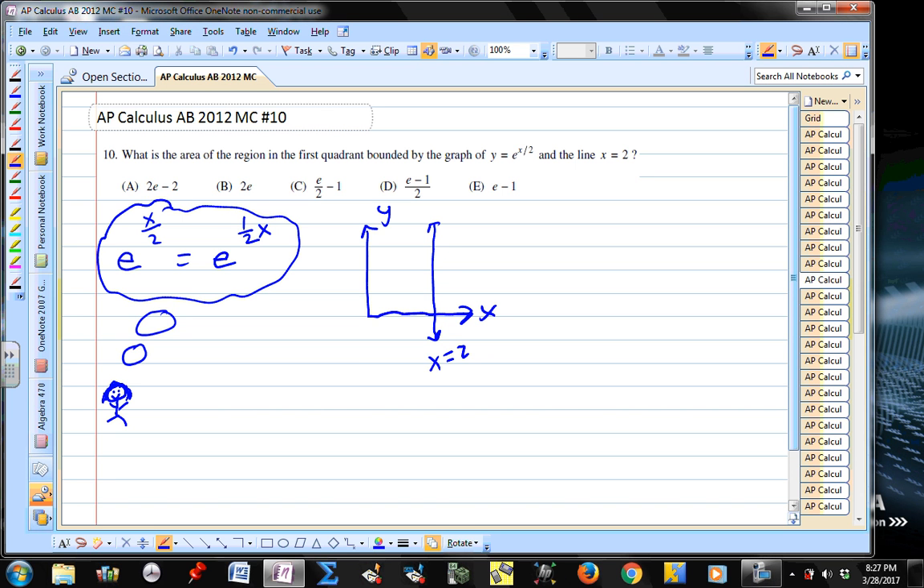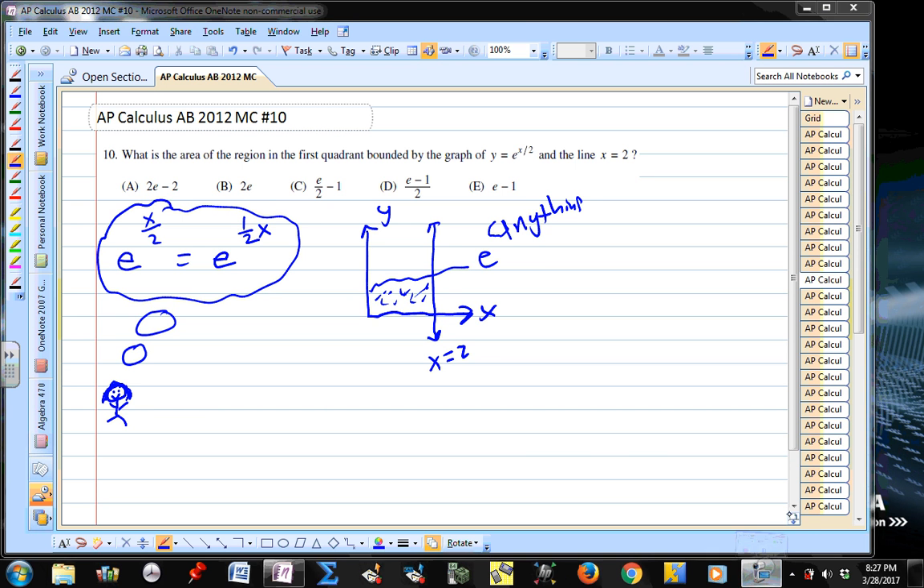And remember that e to any power is going to be a positive value. e to anything is going to be positive. So to find the area in the first quadrant bound by this function and x equals 2, which is going to be the integral.